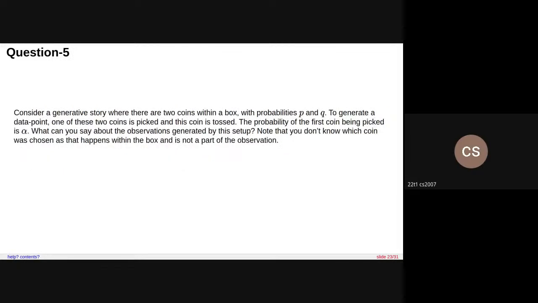So now we extend the story and have two coins in a box, with different probabilities, or with the same probabilities. It doesn't matter, but the probabilities are p and q.